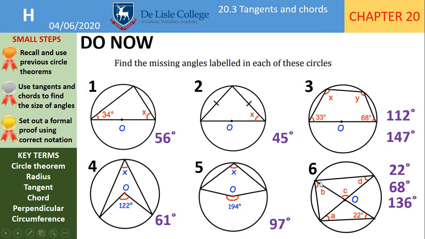Now for D, we have angles in the same segment are equal. So the same segment, remember, a segment is a piece of the circle cut off by a chord. Remember, a chord goes from one point on the circumference to the other. So D and the 22 are in the same segment. So that would mean that D is also 22 degrees.